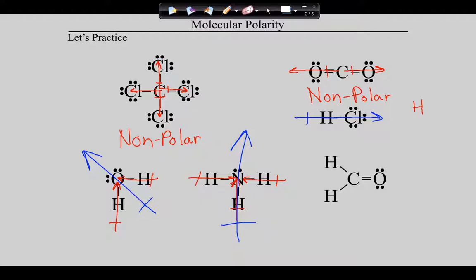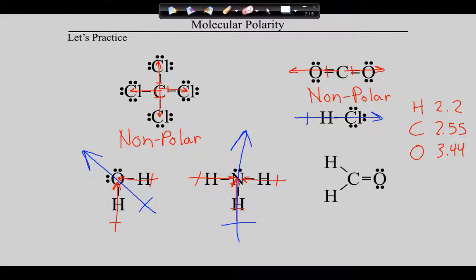So hydrogen is 2.2, carbon is 3 point what? I don't know, 4? No, 2.5. So guys, carbon is 2.55. And then oxygen is 3.44. Okay. So guys, now we've got to figure out these bond polarities.